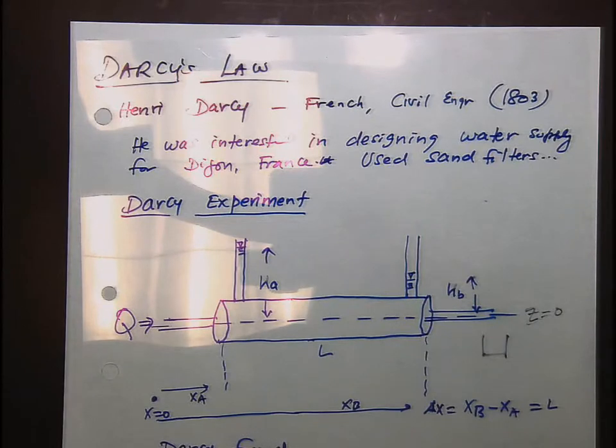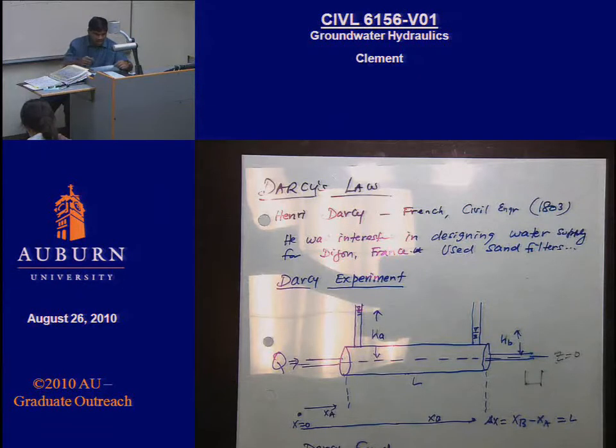Okay, so what did Henry Darcy do? The first thing he did was he said, okay, I'm going to pack this column with a particular sand, and then I'm going to change this gradient. So he ran the experiment for different gradients. What do you think would have happened if he changed the gradient delta H? It's the same column. He kept on changing the delta H. Would the flow rate have gone up or gone down?